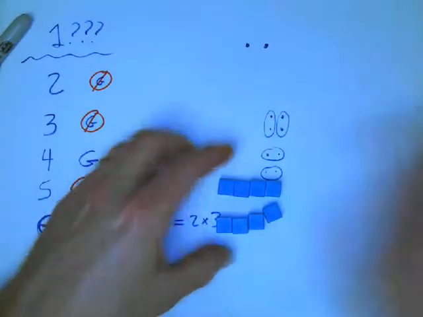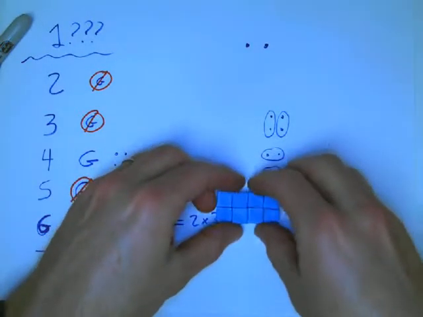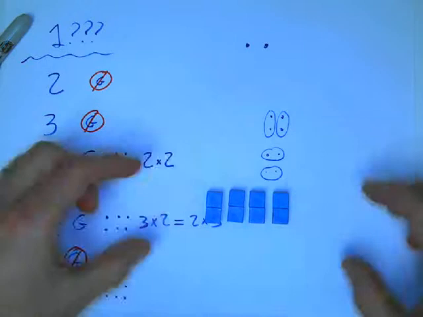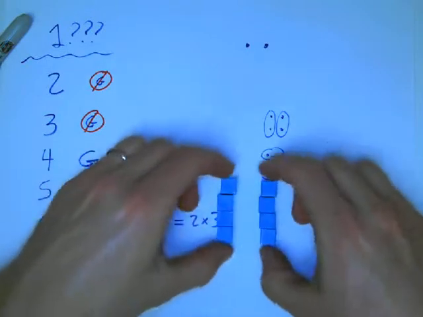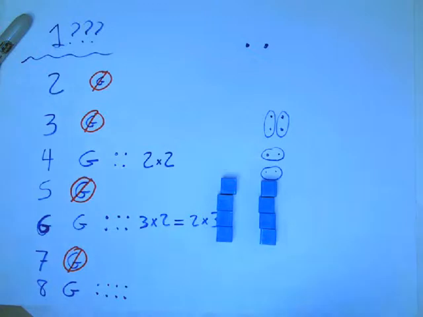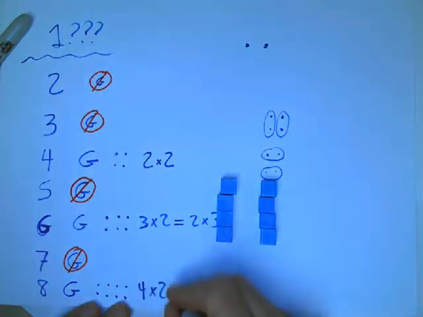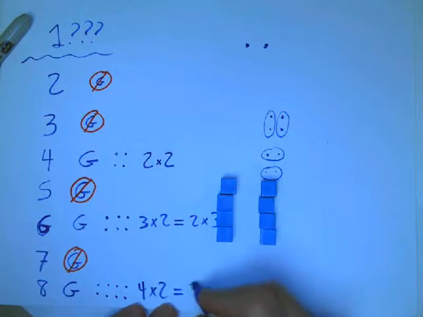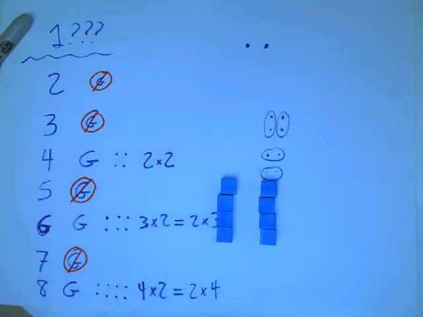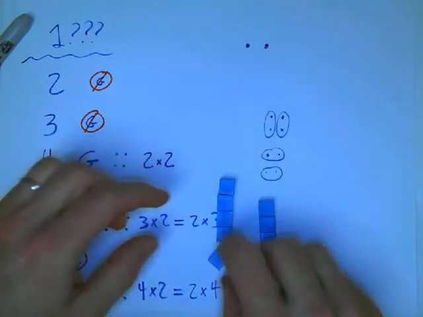Oh, yes. It's 2 groups of 4. Oh, wait, that's not an accident. Because remember, it was 4 groups of 2, like that. Stack it together and rotate it. Take it apart again. That's 2 groups of 4. 4 groups of 2 is a rectangle that's 4 on one side and 2 on the other. That's 2 groups of 4.